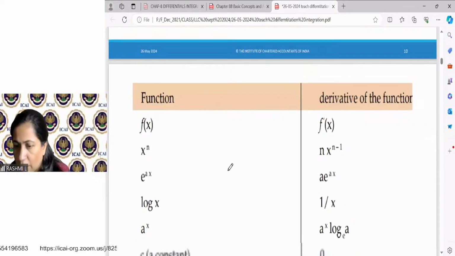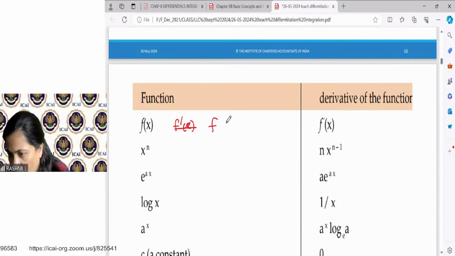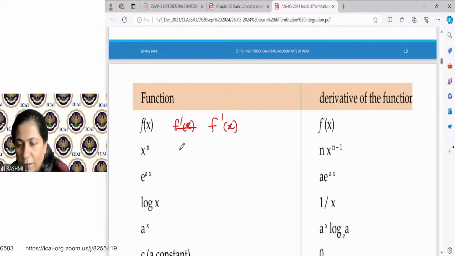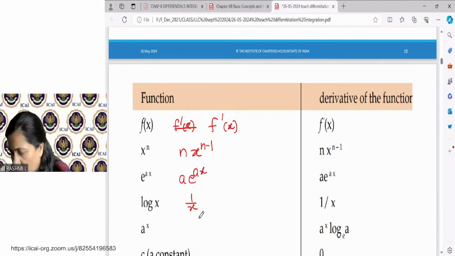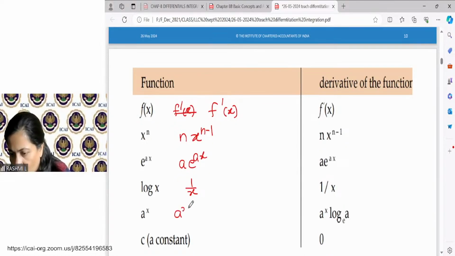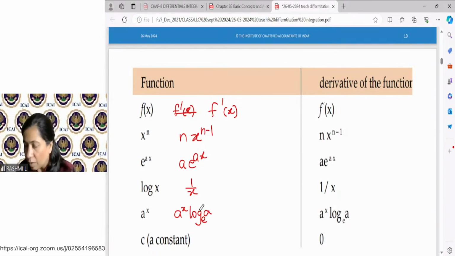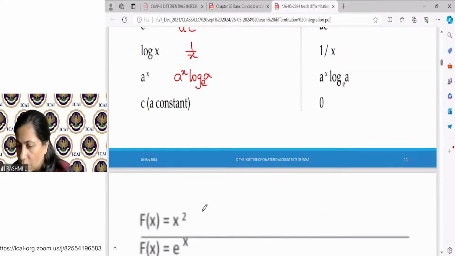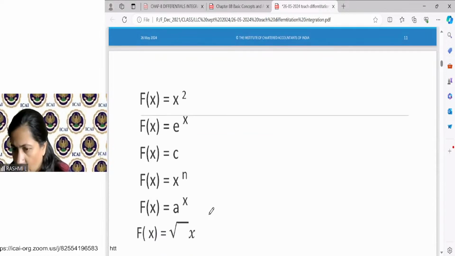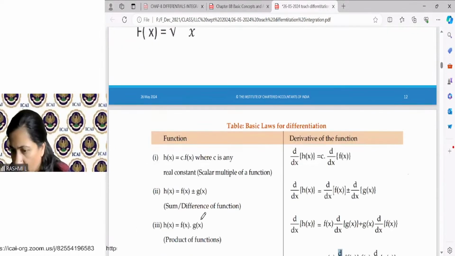So if this is my function f(x), how will I write it as f dash x? The derivative will be f dash x. x raised to n derivative will be n x raised to n minus 1. e raised to ax will be a e raised to ax. Log x will be 1 upon x. Then a raised to x will be a raised to x log a to the base e. Now we will be doing all these questions here.